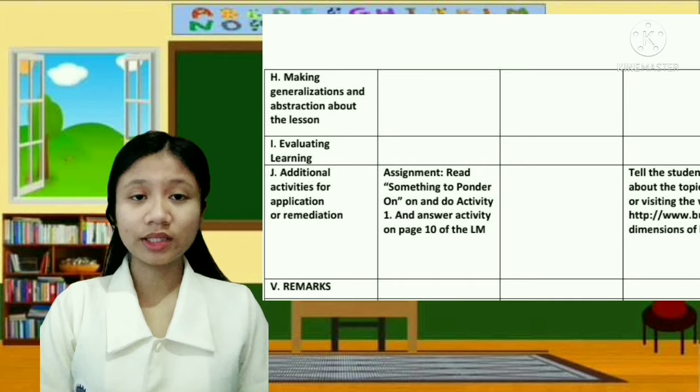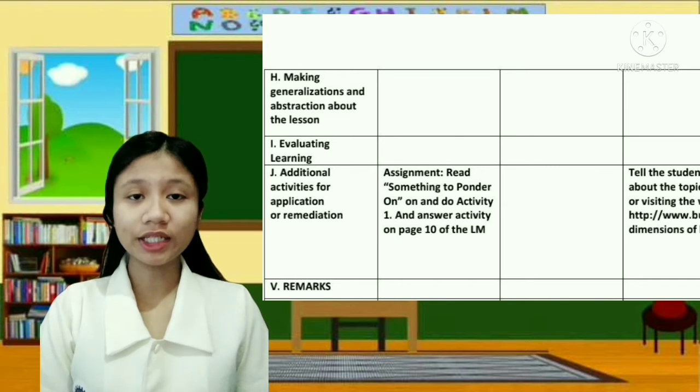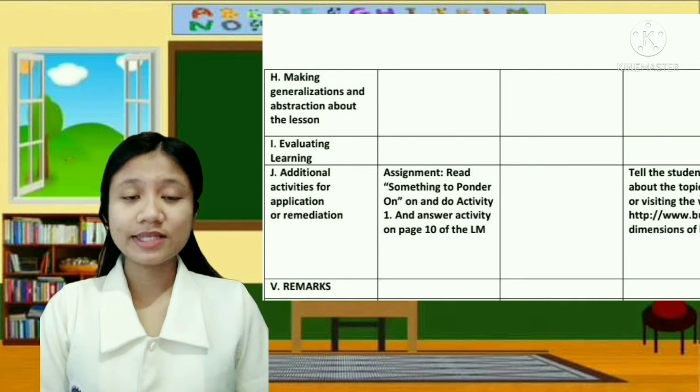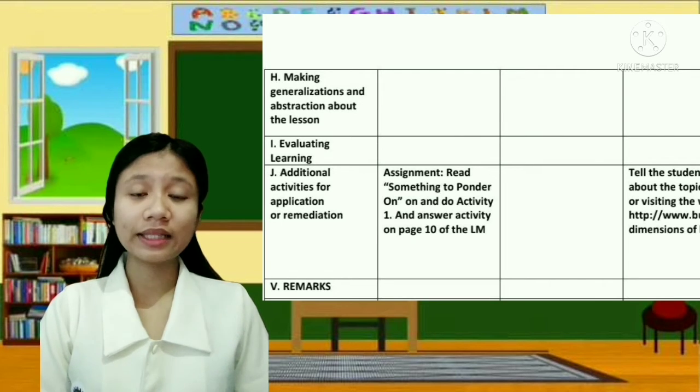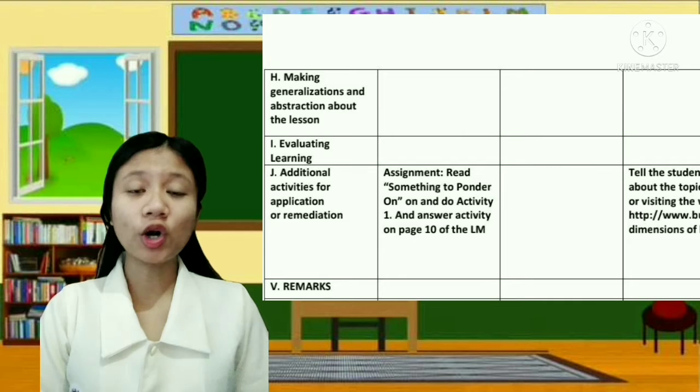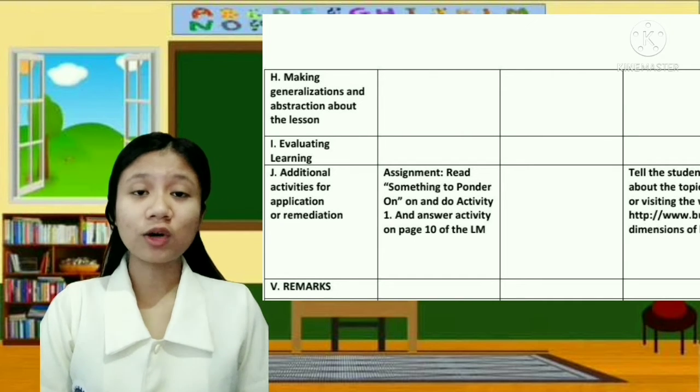Next is evaluating learning is a way of assessing the learner's progress and whether the learning objectives have been met. Next is additional activities for application or remediation will be based on the formative assessments and will provide children with enrichment or remedial activities. In traditional lesson plan, ito na yung tinatawag na assignment. Remarks. Ginagamit ng remarks nito, halimbawa kailangan mo ulitin yung lesson mo or nagkulang ka sa oras.